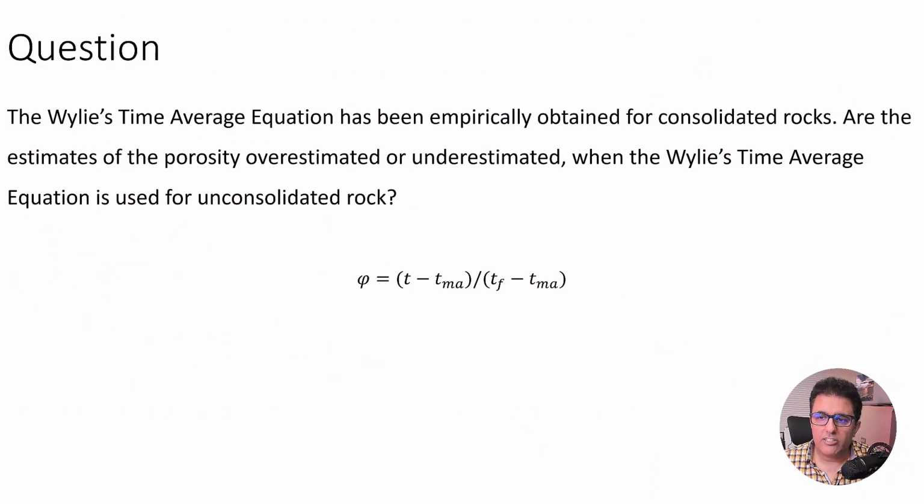So just let me ask you a question. As I mentioned, Wiley's time average equation is empirical, and it was obtained for consolidated rocks. So what do you think about the estimate of porosity if we want to use Wiley's time average equation for unconsolidated rocks? Do you think that the porosity will be overestimated or underestimated? Just look at this equation.